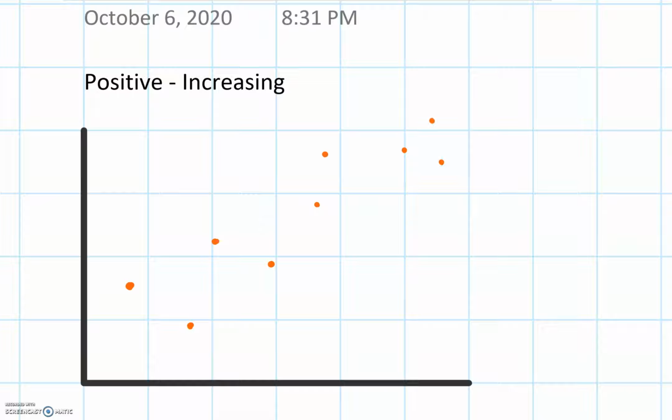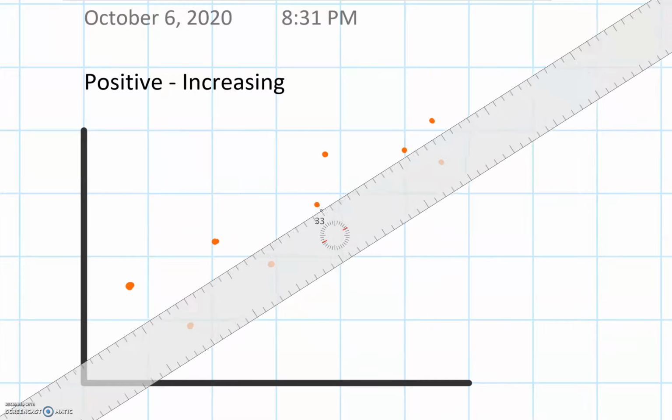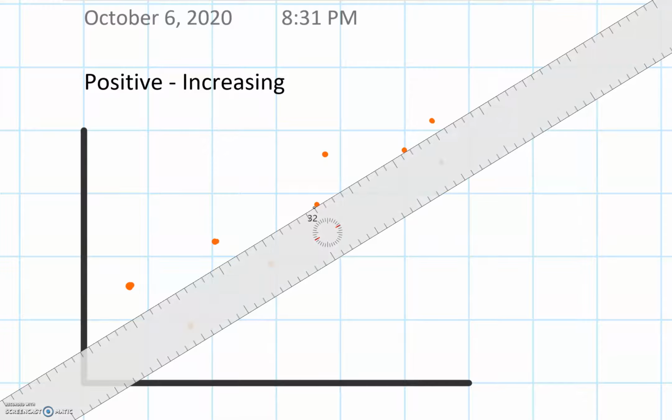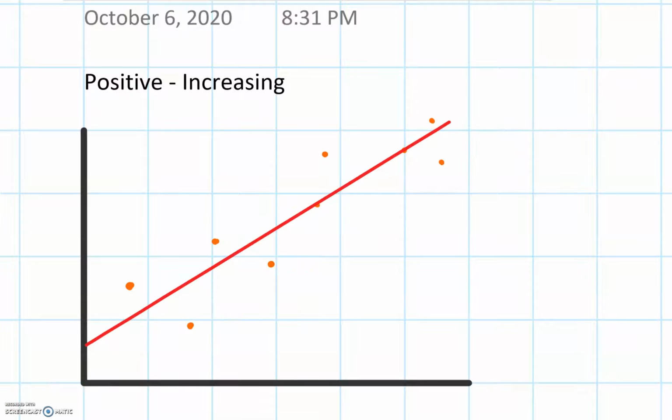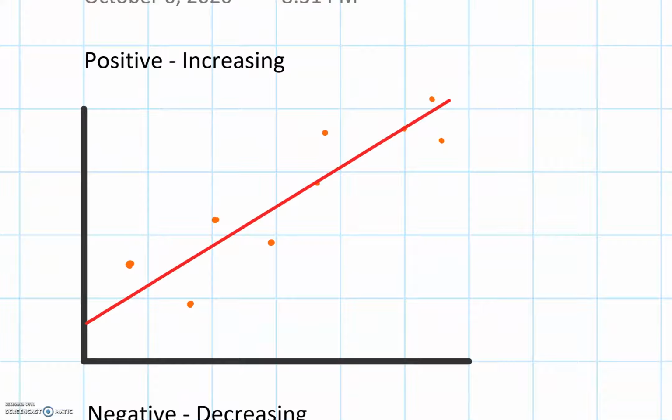Okay, so you have some dots on your graph, but when you're asked to draw a trend line, to get a trend of what that looks like, you kind of look in the middle of all those dots and you draw a line to show where that is. So this would be a positive or an increasing slope.